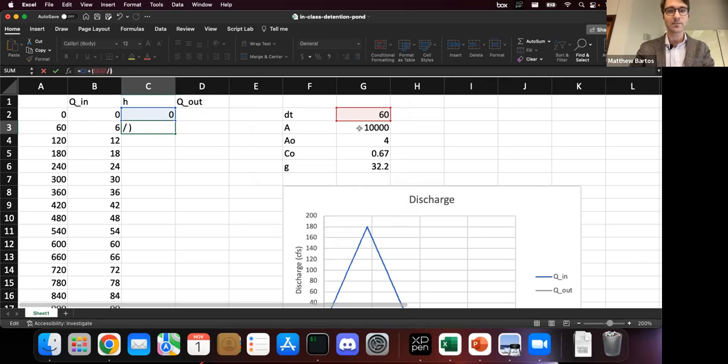Divided by A. I'm going to make this an absolute cell reference. I'm sorry about the small text size here. I didn't realize it was going to be so small on the screen. But what I've done is I've selected dt divided by A as the first term. And then I'm going to multiply this by our expression for Q in minus Q out.